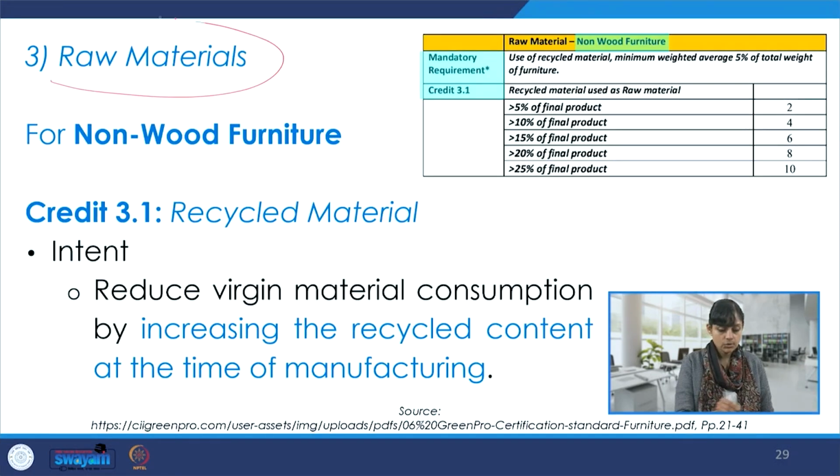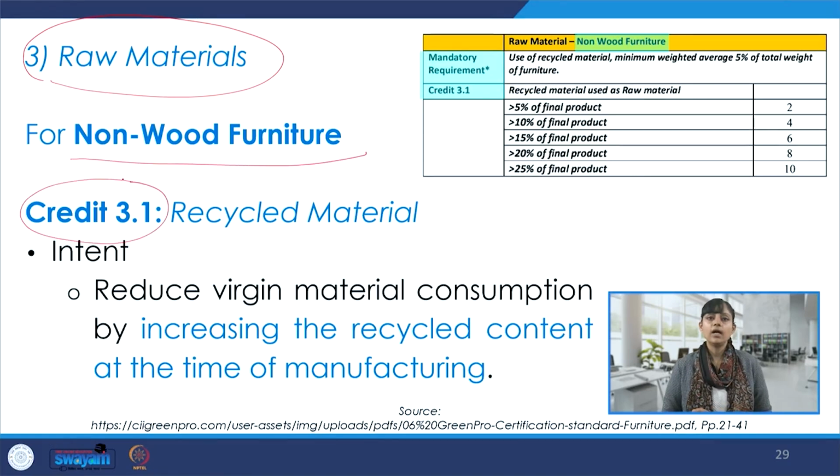Now, third one is the raw materials, and here also we will see non-wood and wood furniture. So, for non-wood furniture, the credit 3.1, and it concentrates on recycled material. The intent is to reduce virgin material consumption by increasing the recycled content at the time of manufacturing. And we see this credit mentioned for the non-wood furniture. These are the parameters and these are the credit points that we try to achieve and refer to and see what could be the closest that we could come to.